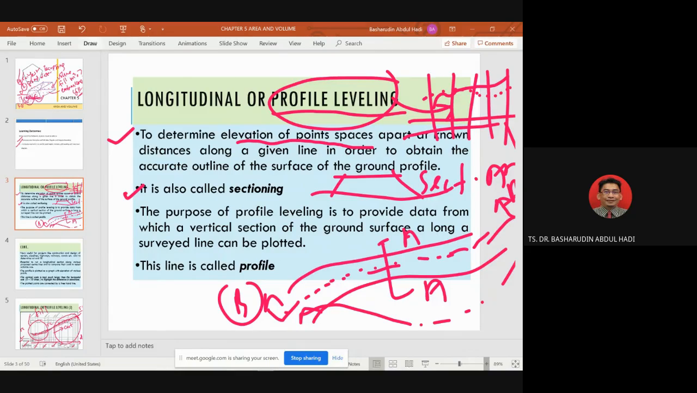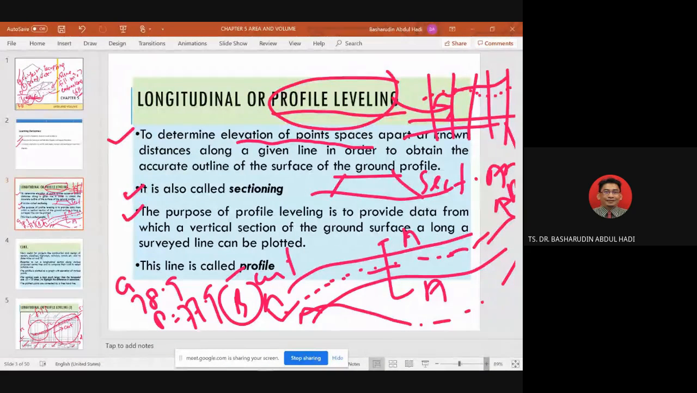Next. The purpose of profile leveling is to provide data from which the vertical section of the ground surface is drawn. Normally, if the ground is 78.9 and the proposed road level is 77.9, in that case you should cut. If the value of the ground is higher than the proposed, you should cut.